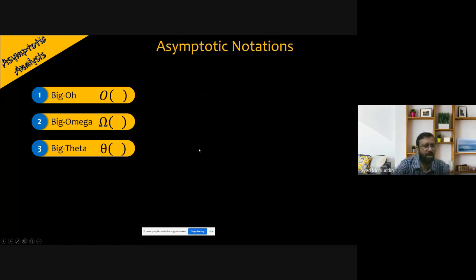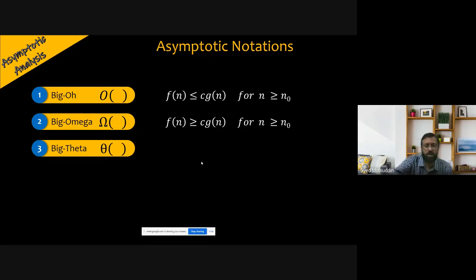Now these are expressed in mathematical terms. Big O notation is f of n less than or equal to C g of n for n greater than or equal to n0. Don't worry about this. This equation seems to be very complex, but they are easy. We will solve them later in the coming slides.